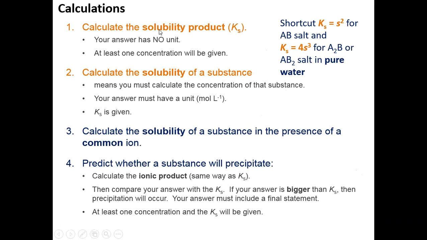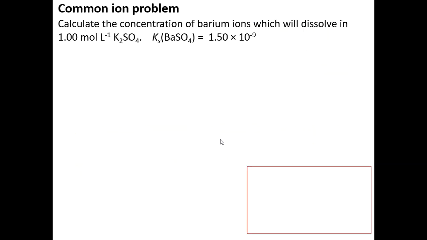So the two examples we've already looked at, calculating the solubility product and the solubility of a substance, if we're just talking about dissolving it in pure water, we can use the shortcut of Ks is equal to S squared for an AB salt or 4S cubed for an AB2 or A2B salt. Now we can't, because our ions come from two different sources. So what do we mean by this?